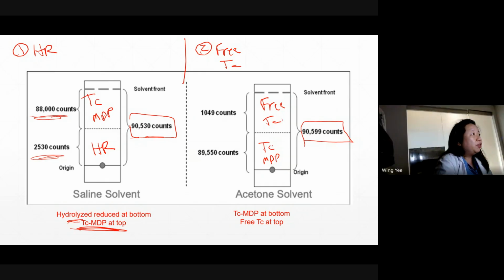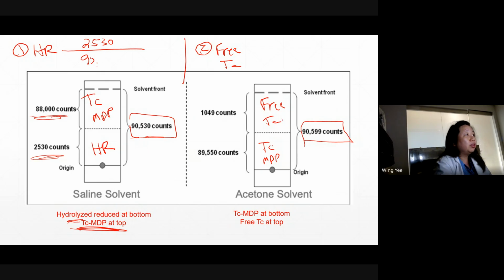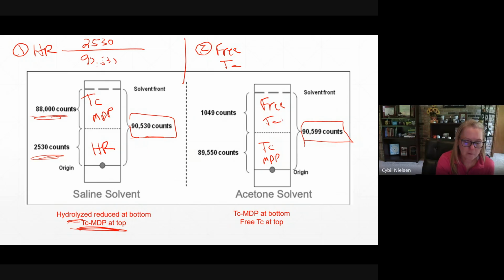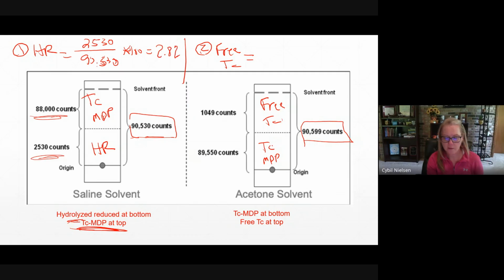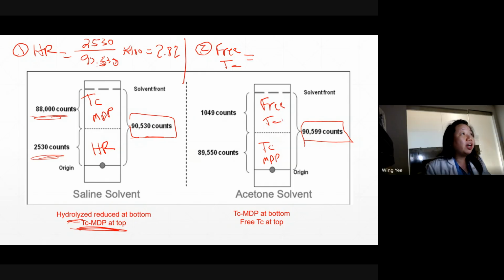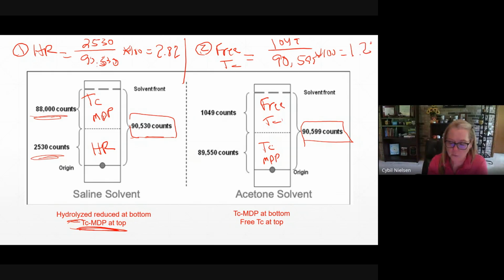So it'll be 2530 on the top, and the total of 90530. Very good. That would be 12.8. Okay. And then the free tech? Okay, 1049 on the top and over 90599. 1.15. Okay, we'll round it to 1.2%.